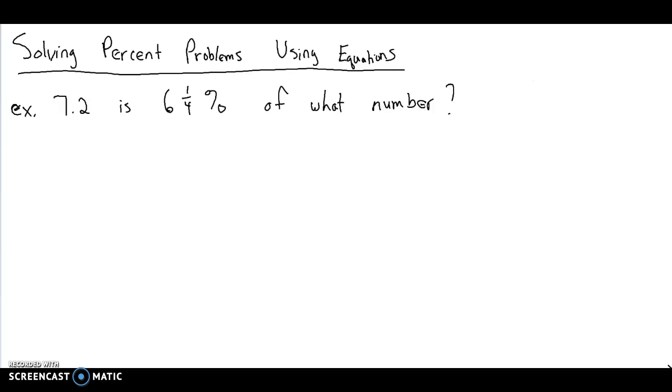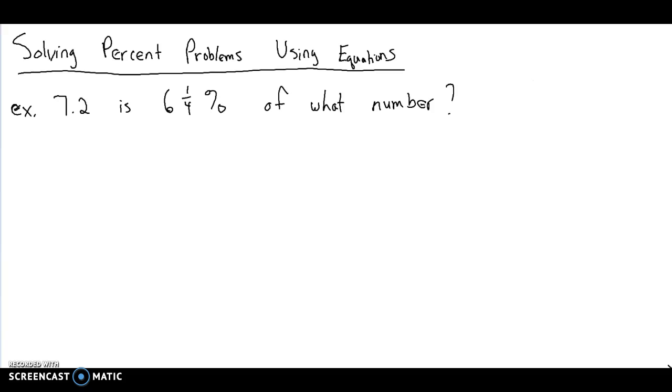Okay, so we're going to solve a rather difficult percent problem. We're going to use equations. Okay, we're going to use an equation to set this up. So the problem we're going to tackle here is we're going to look at 7.2 is 6 1/4% of what number?